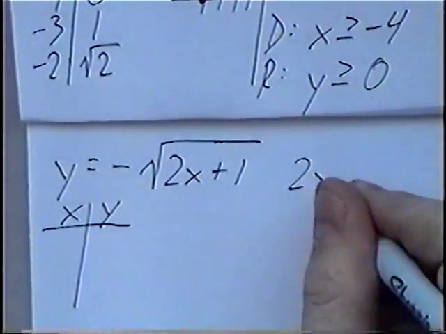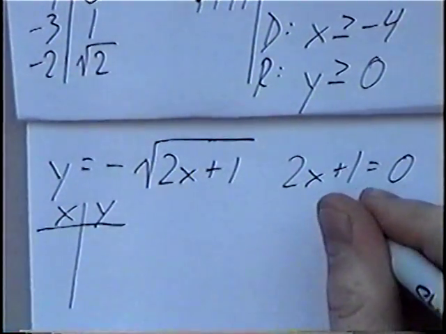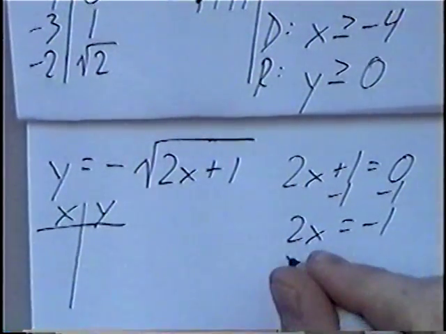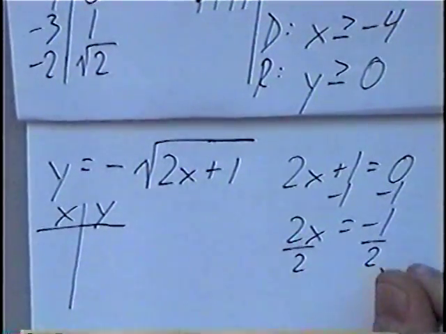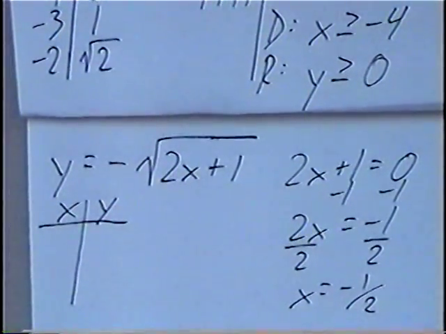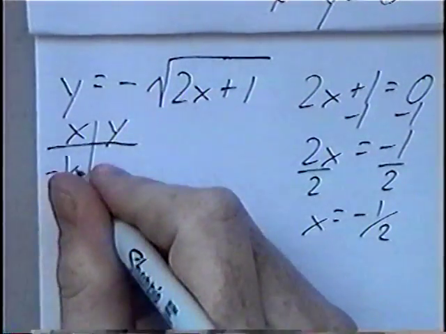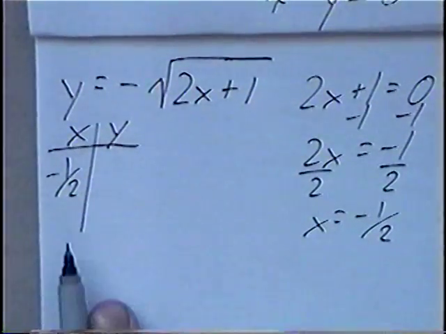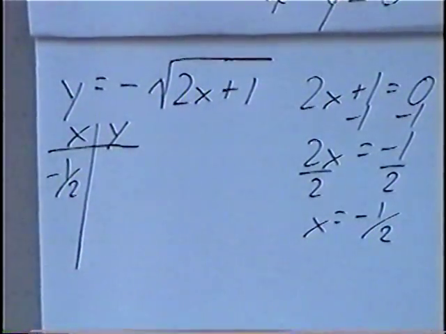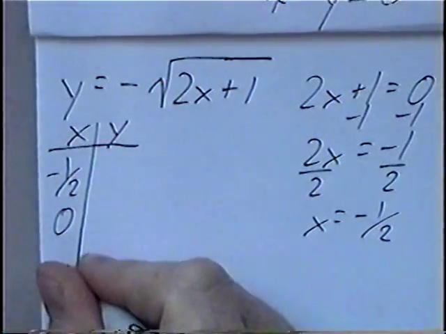If you want to, you can take the equation and set it equal to 0 by subtracting 1 on both sides and dividing by 2. We'll have the value of x equals negative 1/2. So if we start the t-table at negative 1/2, then we can pick a couple values above negative 1/2 to get the graph for the function. Above negative 1/2 or bigger would be 0 and 1.